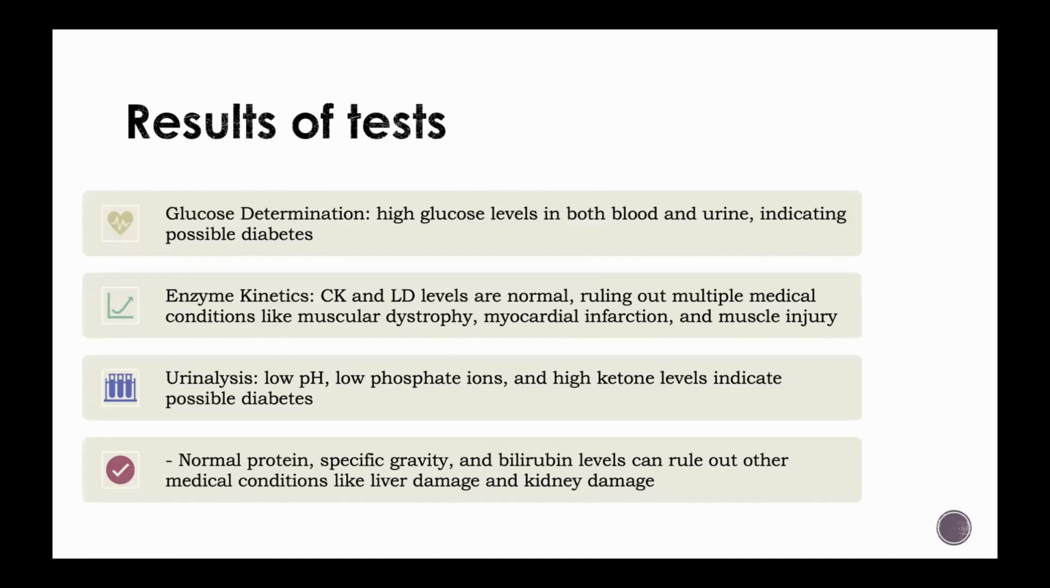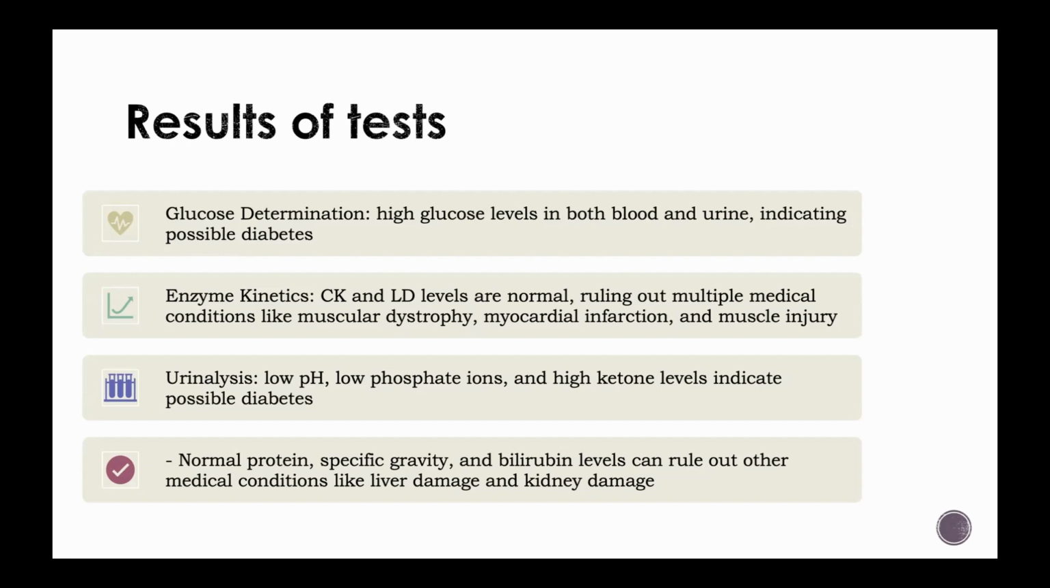Overall, from the results of the multiple tests we did, the glucose tests show that glucose levels are high in both the blood and the patient's urine, indicating possible diabetes. The enzyme kinetic tests show that the CK and LD levels are normal. So this does not indicate diabetes, but it also helps us rule out multiple other medical conditions like muscular dystrophy, myocardial infarction, and muscle injury.